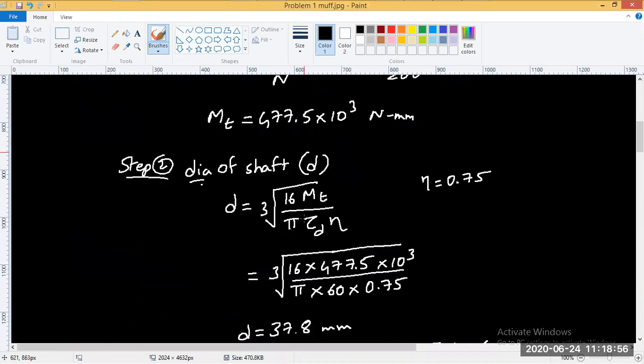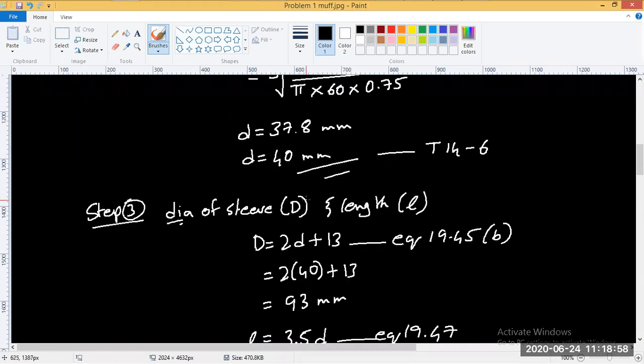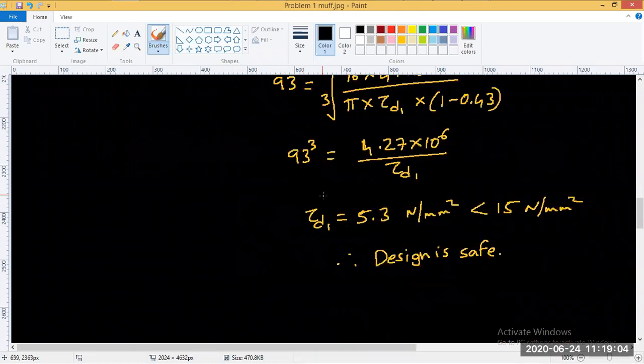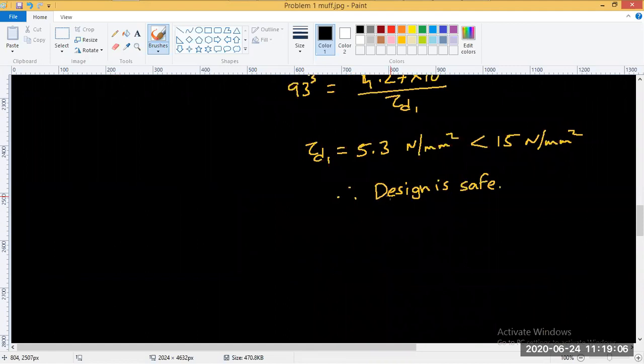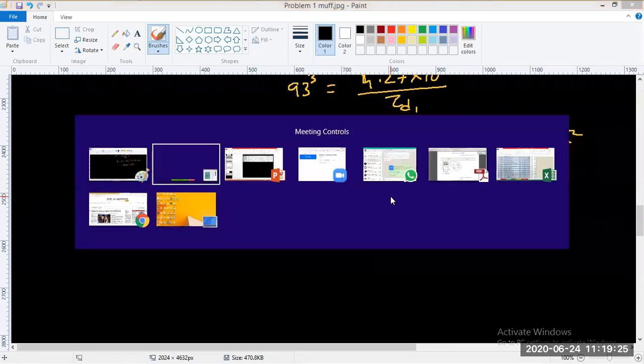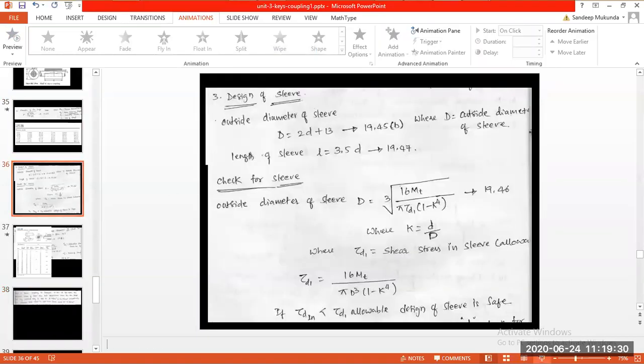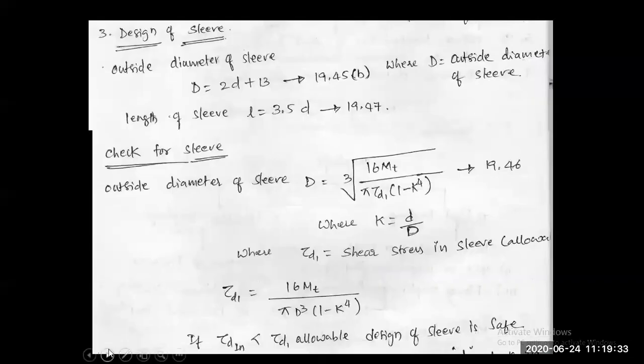So we've decided on the diameter of shaft. Then based on the diameter of shaft, we have decided on the diameter of sleeve, and we also checked whether the sleeve is coming within our limits, within the safety limits or not, and we saw that it is within the safe limits. So now let's move on to the next part, the fourth step. This is the check for sleeve.